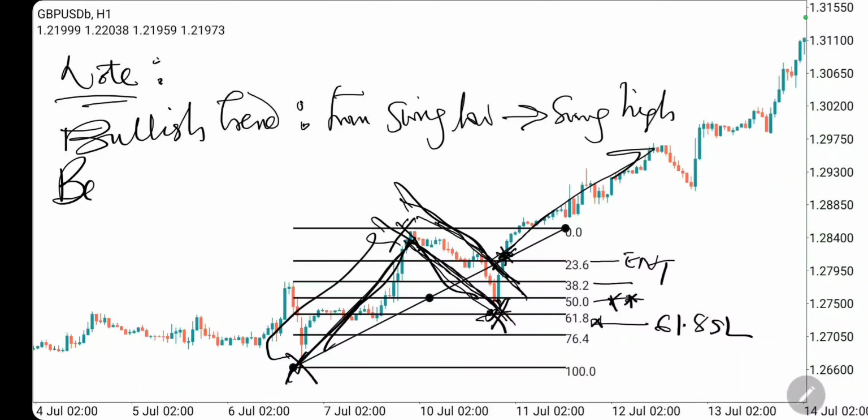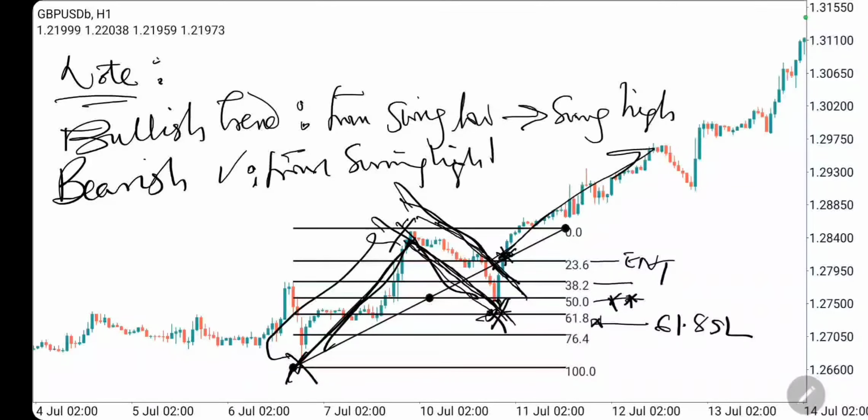In a bearish scenario, bearish trend, you are drawing your Fibonacci from the swing high to swing low, because you are moving downward.